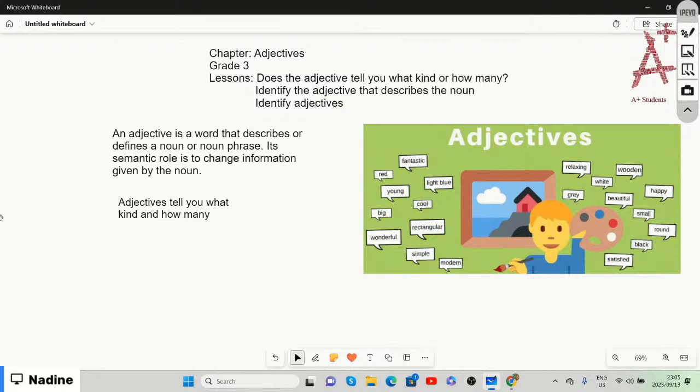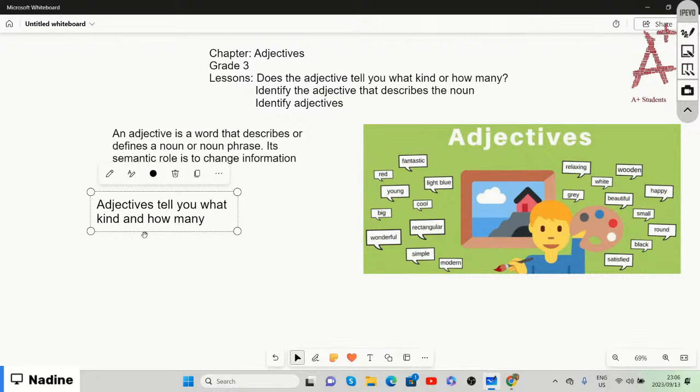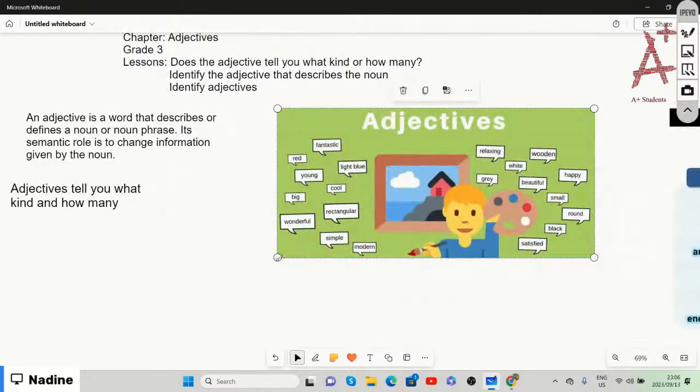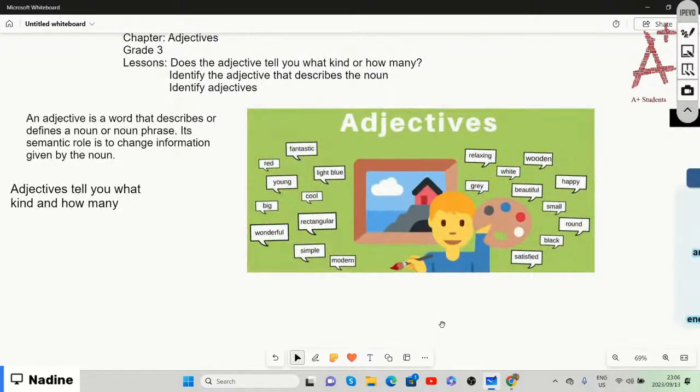But an adjective basically tells us about the noun, or describes the noun, or tells us more about the noun. And when it comes to adjectives, they will either tell you what kind, or they will tell you how many. If we look at this green picture right in front of us, here are a few examples of adjectives.